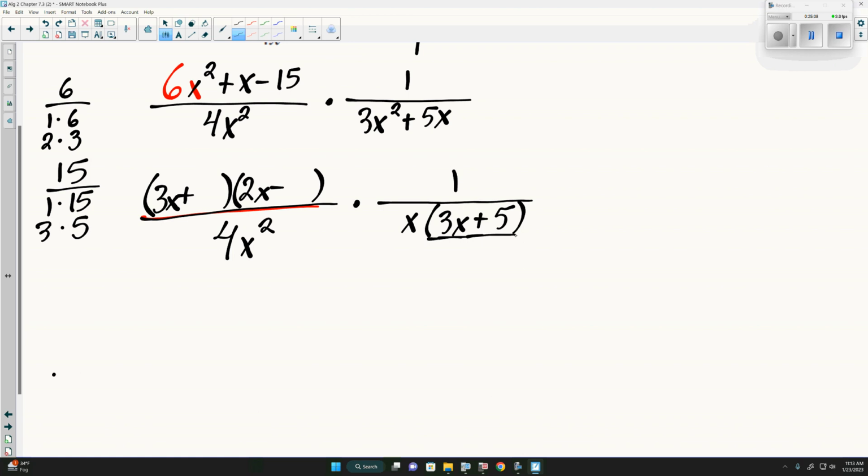Since our 1 down here is 3x plus 5, we're going to hope that this here is the setup, because if it is, we will have something in common on top and bottom. Now, if we check this here, 3x times negative 3 is going to be negative 9x. 5 times 2x is going to be plus 10x, which does give us a middle term of x. Now we can multiply these together.